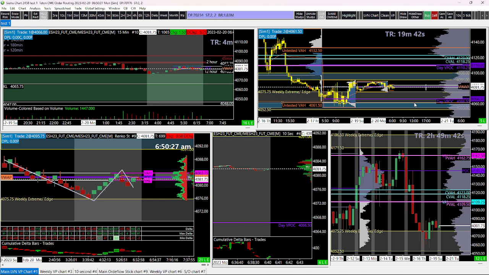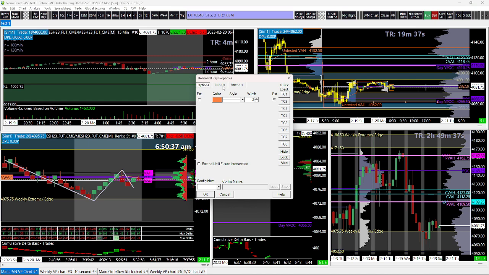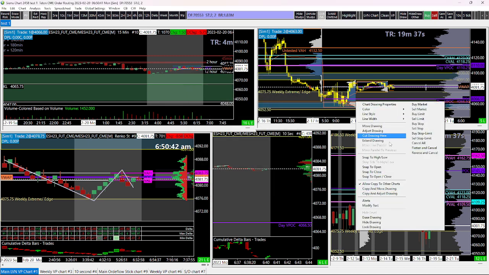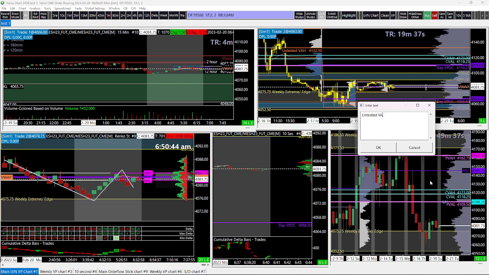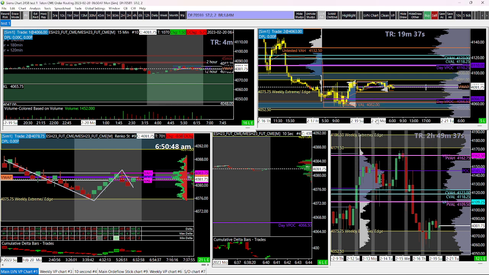And now while I'm looking at this, I can see down here we have an untested value area low, which with these two down here, I could see price coming down, touching this, and reacting to the zone. But if it doesn't, it doesn't.